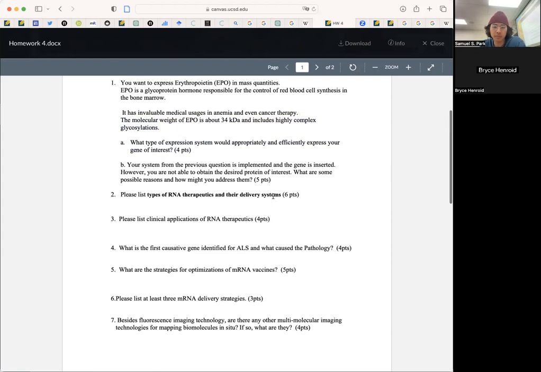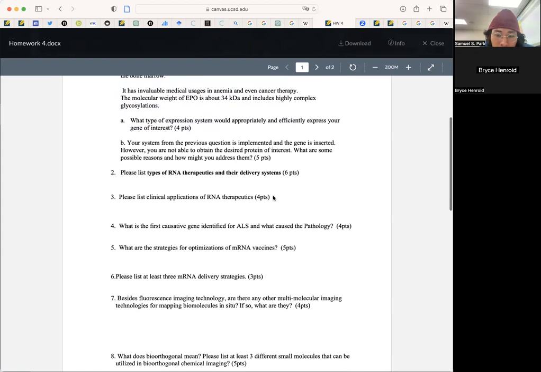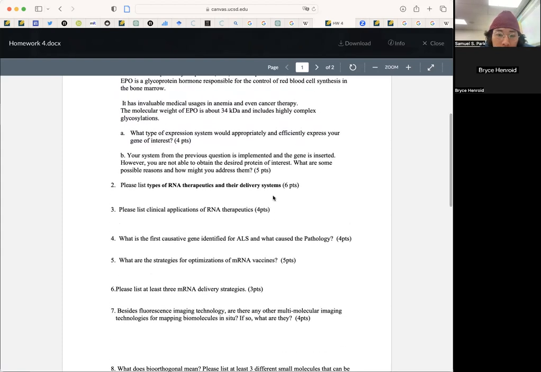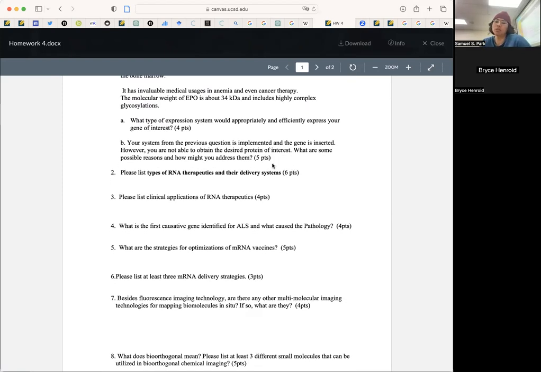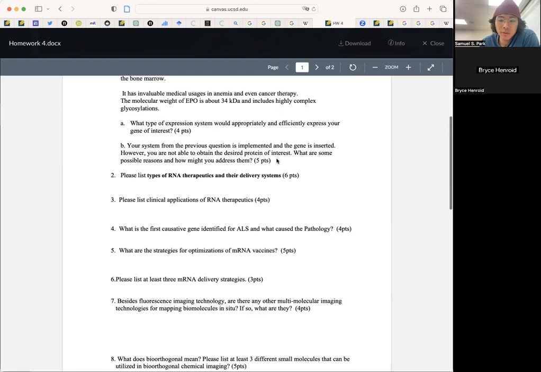Okay. And then part B: your system is implemented and the gene is inserted. However, you're not able to obtain the desired protein of interest. What are some possible reasons and how would you address them? This is a super open-ended question. Do you have any thoughts about how you would try to answer this?